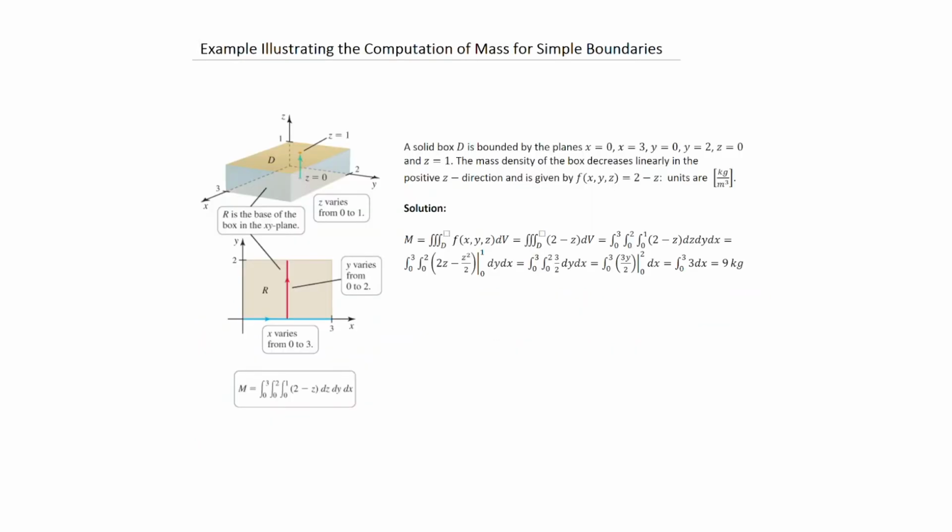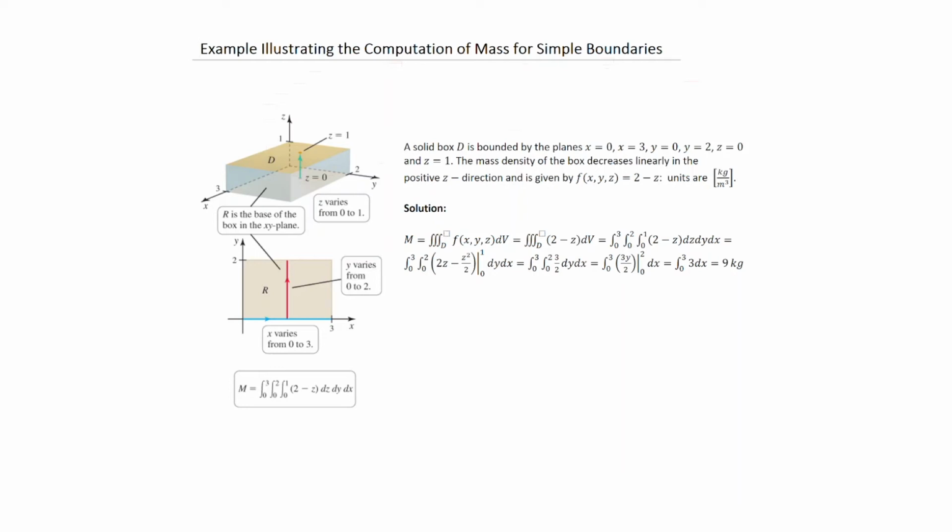All right, so just a simple computation of mass given simple boundaries. Well, simple boundaries is you're given a solid box bounded by the planes x equals 0, x equals 3, y equals 0, y equals 2, and z equals 0. Okay, so it's a box. And so this is basically the picture that you see here, represented by these conditions all mentioned here. The mass density of the box decreases linearly in the positive z direction and is given by this function. And given it's a mass density, its units will be kilograms per cubic meter in SI units.